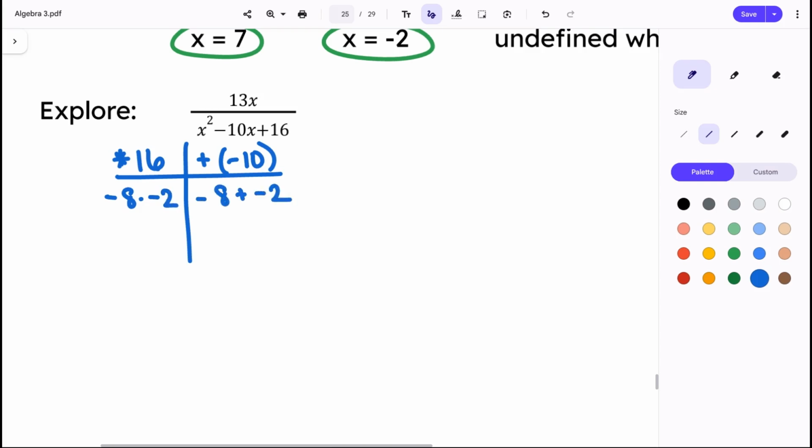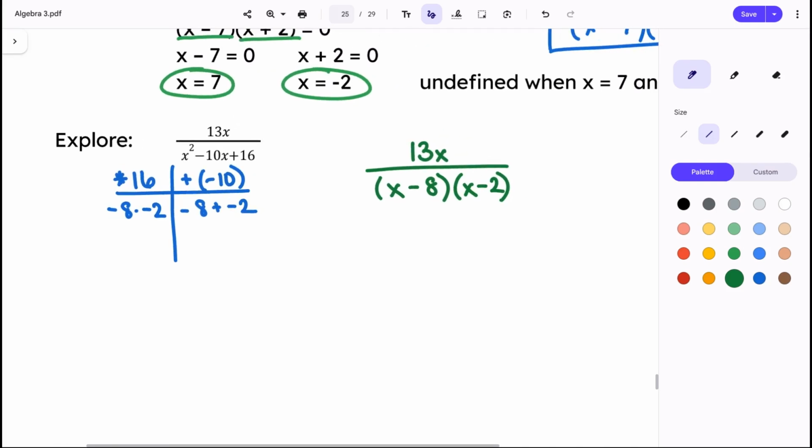And I would say too, if you're getting pretty quick with your factoring, especially on ones like that, you don't need to write out all that T-chart stuff. If you just know what your numbers are, you can go straight to your factored form. So over here, I'm going to write 13x, and then I would write x minus 8 and x minus 2 on the bottom.